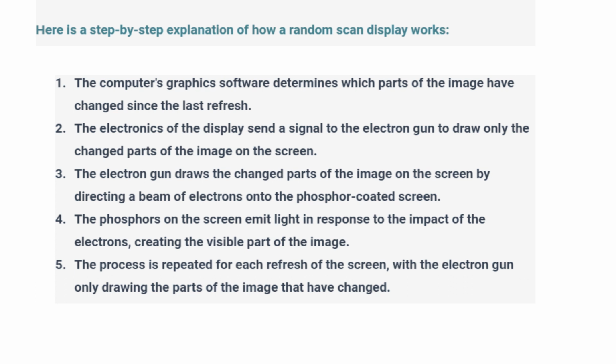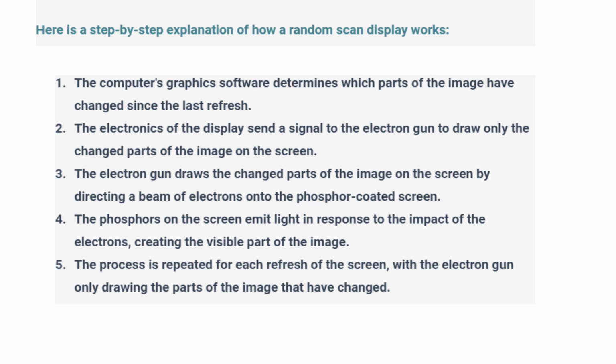Here is a step-by-step explanation of how a RSD works. The computer's graphics software determines which parts of the image have changed since the last refresh. The electronics of the display send a signal to the electron gun to draw only the changed parts of the image on the screen. The electron gun draws the changed parts of the image on the screen by directing a beam of electrons onto the phosphor-coated screen.